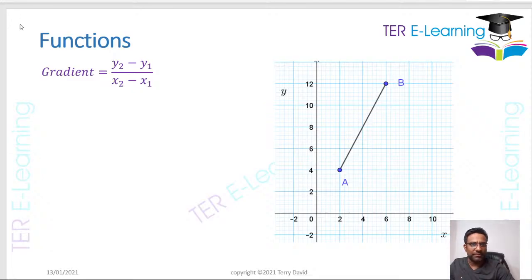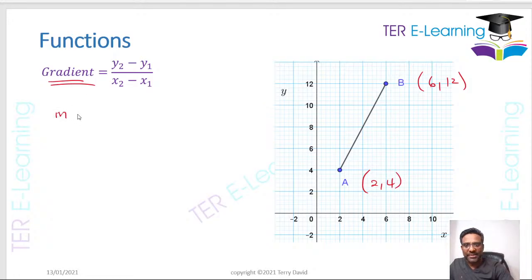Next thing we need to be able to do, we need to actually figure out the gradient if I know 2 coordinates on the line, right? And this is our formula for gradient. It's always my difference in y divided by my difference in x. So first things first, let's figure out the coordinates of these 2 points A and B. So A is actually 2, 4, and B in this case is 6, 12, right? And I want to find the gradient.